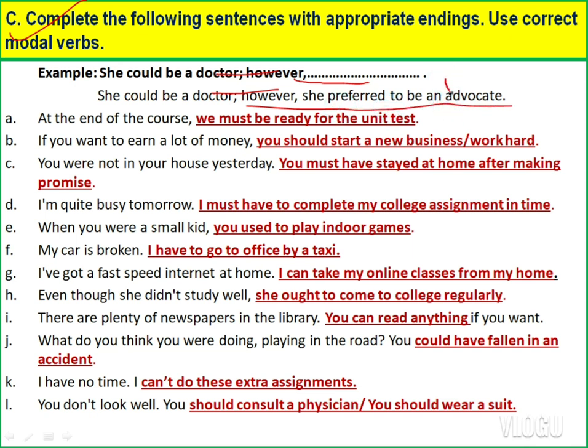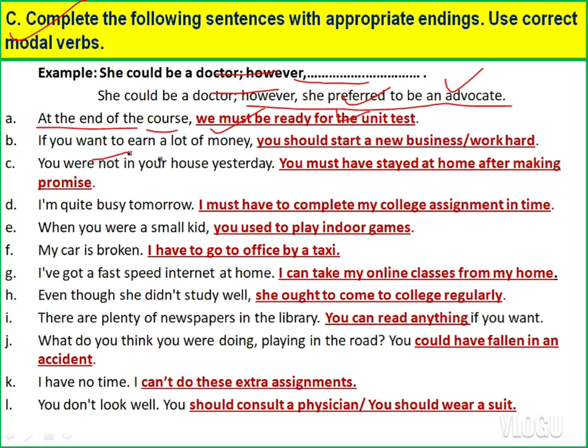What did she want? She wanted to be an advocate. But still what did she do? She could be a doctor, but what did she do? What did she prefer? She wanted to be an advocate. At the end of the course, what do we do here? We use an appropriate ending, and use modal verbs too. At the end of the course, what must we do? We must be ready for the unit test.